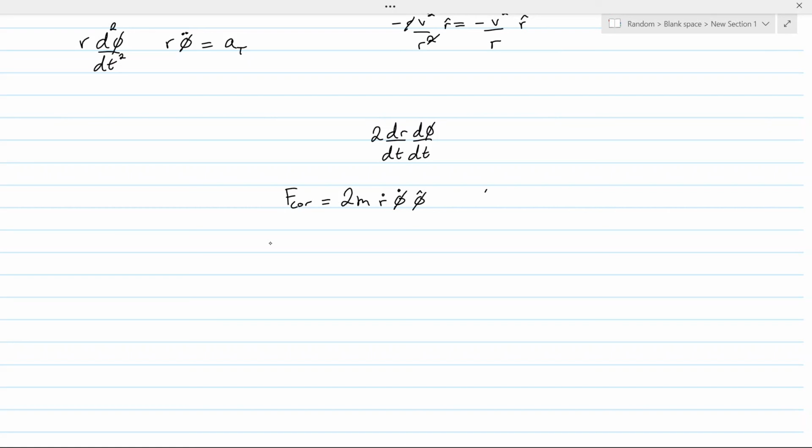This is the Coriolis force. That's the term for the Coriolis force. There's a lot more to say of this term, of course, but that will be another video in itself.